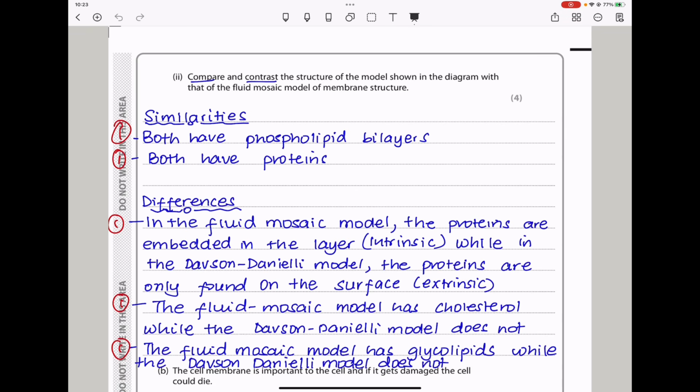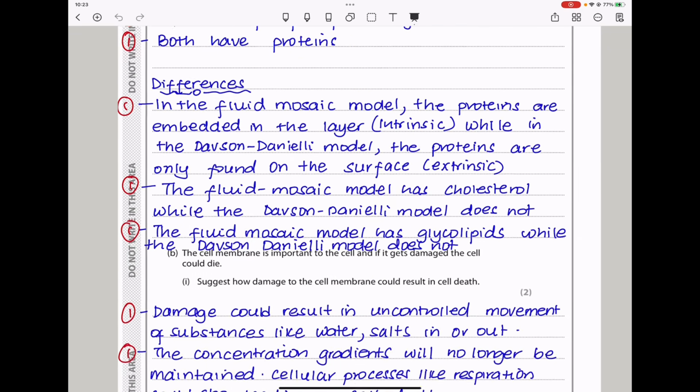The differences are, in the fluid mosaic model, the proteins are embedded in the layer, meaning intrinsic proteins, while in the Davson-Danielli model, the proteins are only found on the surface, meaning they are extrinsic. The fluid mosaic model has cholesterol, while the Davson-Danielli model does not. The fluid mosaic model has glycolipids, while the Davson-Danielli model does not.